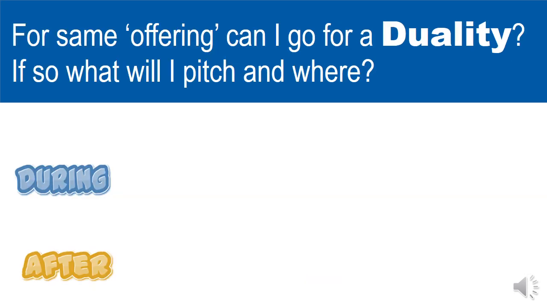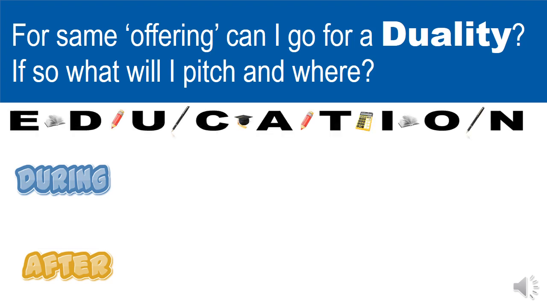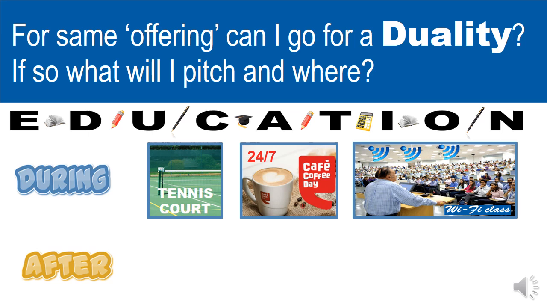Can I go for a duality for the same product? Let us again look at education as an example. Assume that the campus has got a tennis court, it has got a 24 by 7 Cafe Coffee Day outlet. Obviously, today classrooms are going to be Wi-Fi enabled. So, these are advantages. These are value propositions which are enjoyed by the student during his or her stay in campus, or during the consumption of the product.